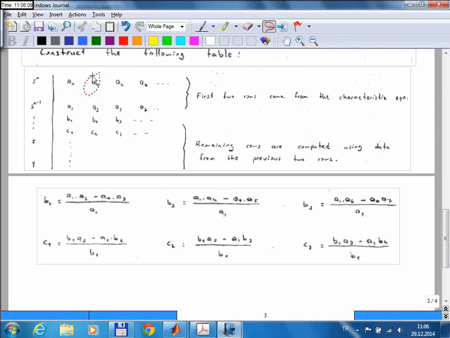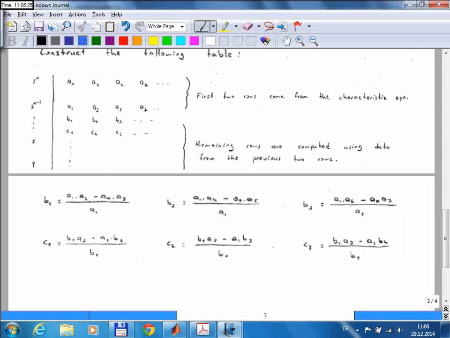A1 times A2 minus A0 times A3, and you divide the result by A1. It's the same formula applied everywhere. So for B1, you use these four numbers. For B2, your formula is here, A1 times A4. For the red one, you use these red elements. For the next element, B2, you use these two numbers and these two numbers. You apply the same formula but using different numbers. Okay?